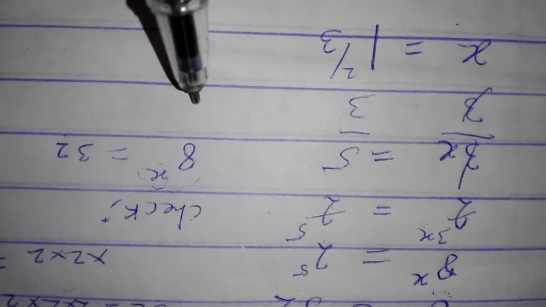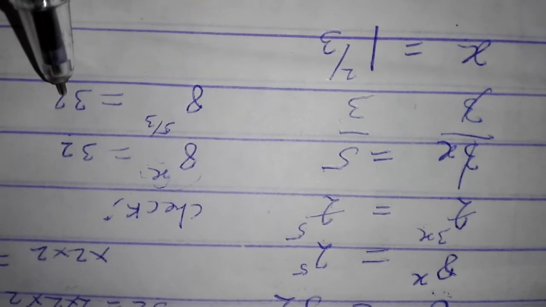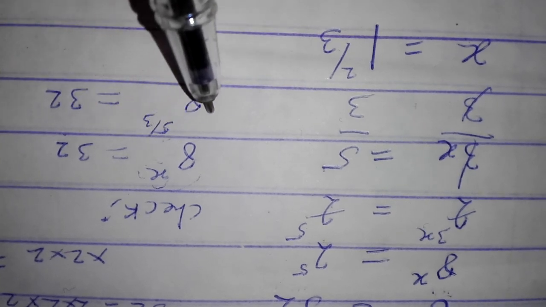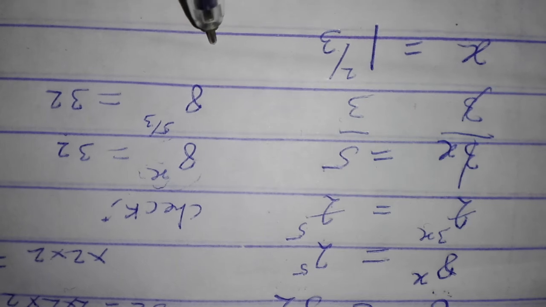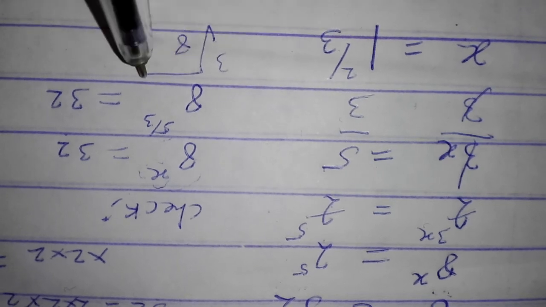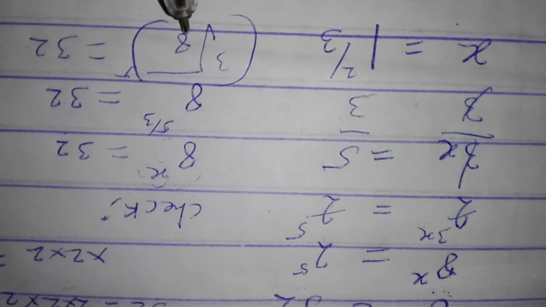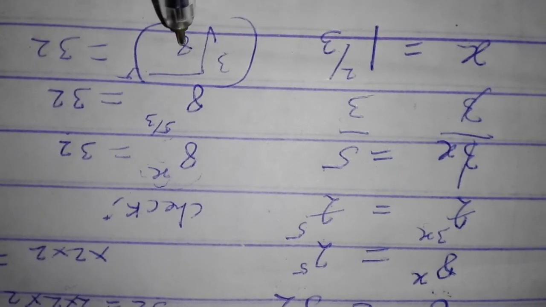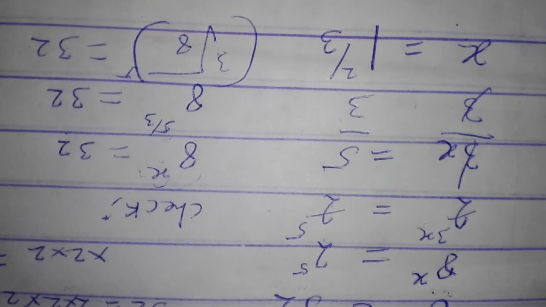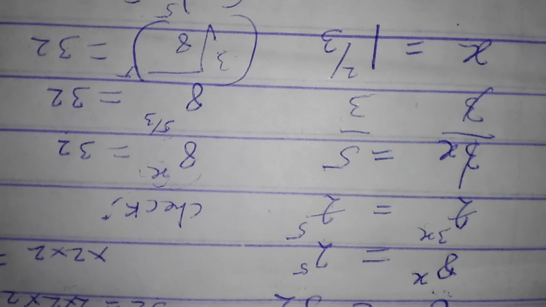So let's go. You have 8 raised to power 5 over 3 is equal to 32. There is a particular rule of indices. So this one is the cube root of 8 raised to power 5 is equal to 32. So what can you multiply in 3 places that will give you 8, which is 2? That means 2 raised to power 3 will give you what? 8. So we have 32.